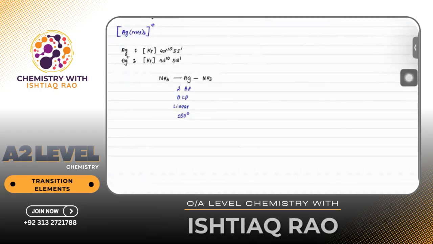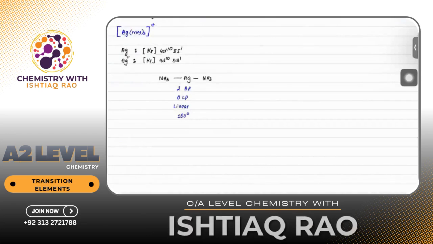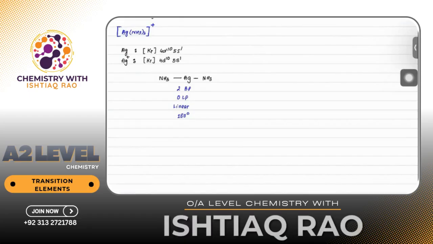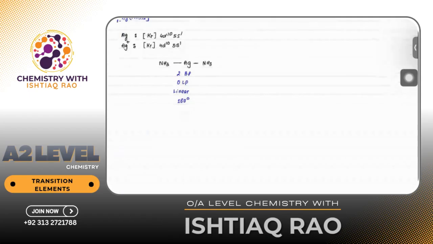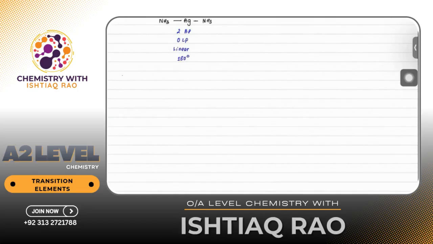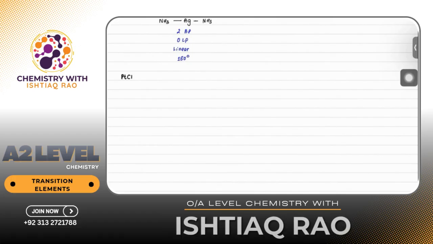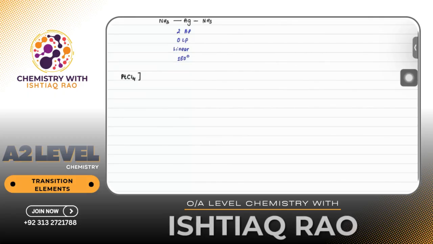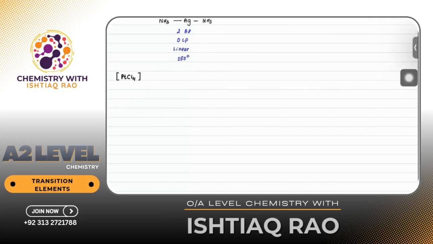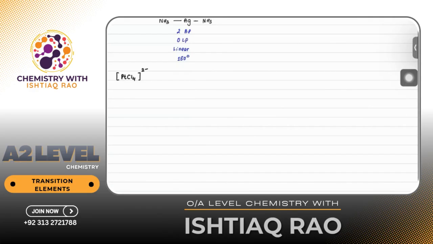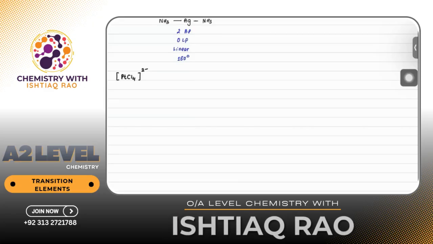Then you can try another one, let's say PtCl4 2 minus. What do you think about this structure? Platinum, PtCl4 2 minus. Yes. You can write down the electronic configuration first, then I'm going to tell you. I'm going to give you 1 minute.